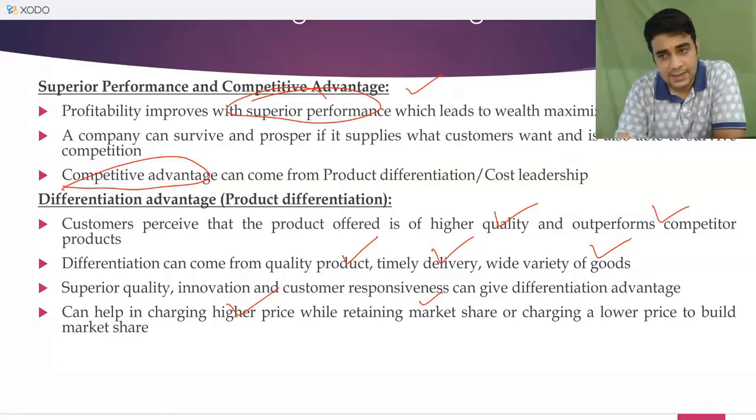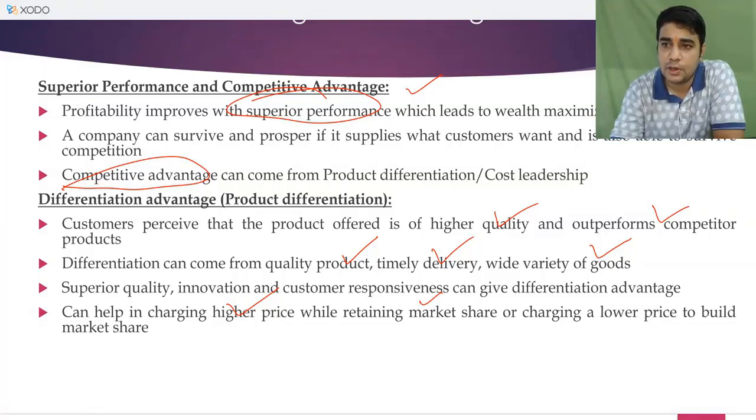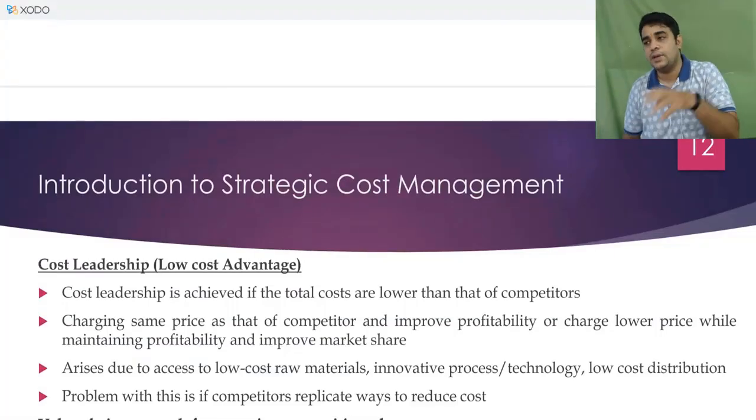The second strategy we discussed is the cost leadership strategy, where we have a relative cost advantage as compared to the competitor. What is relative cost advantage? You are able to produce a product at lower cost as compared to the competitor. Your product costing is lower than the competitor's cost. So when you are able to produce a product at a cost lower than the competitor, it gives you the flexibility to charge a lower price and improve market share, or charge a normal price and improve profitability of the company.